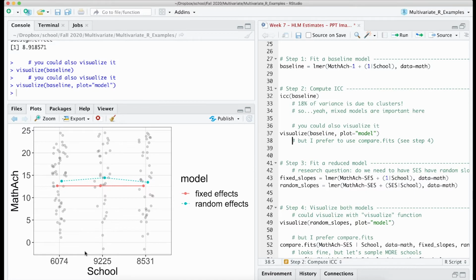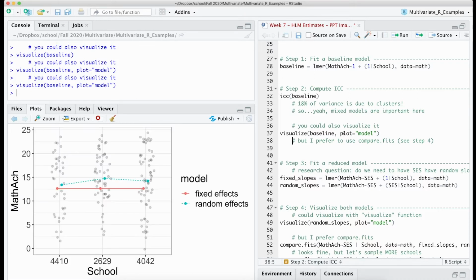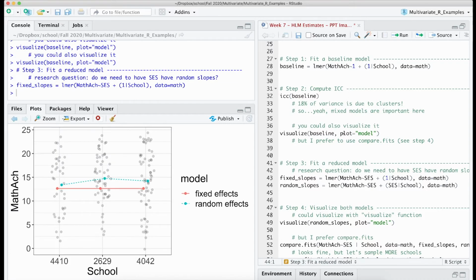So here are three randomly chosen schools, schools 6074, 9225, and 8531. And we see there are some deviations of those schools from the fixed effect, although they're not huge deviations. And we could also run it again and look at 3 new schools.